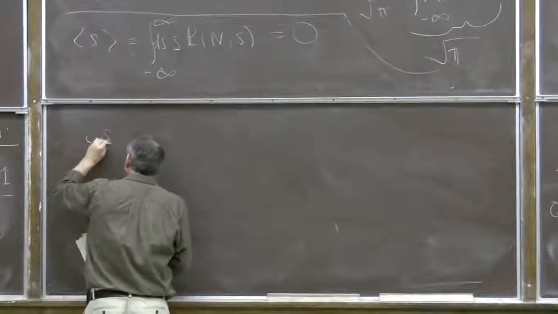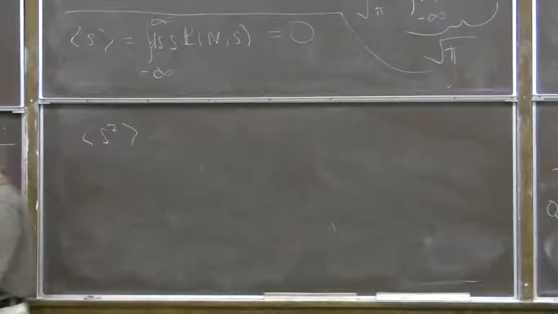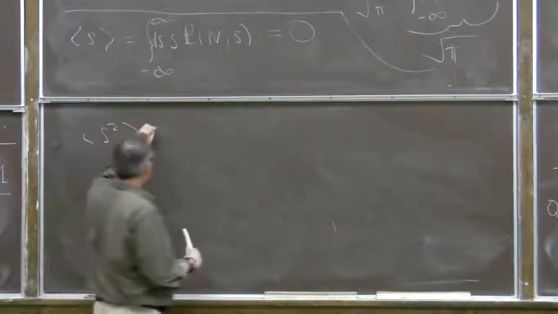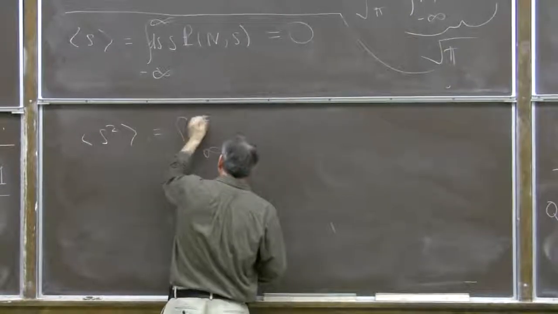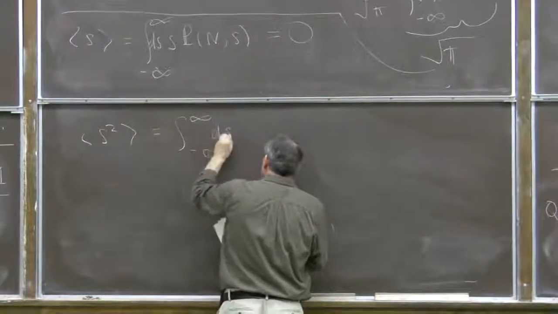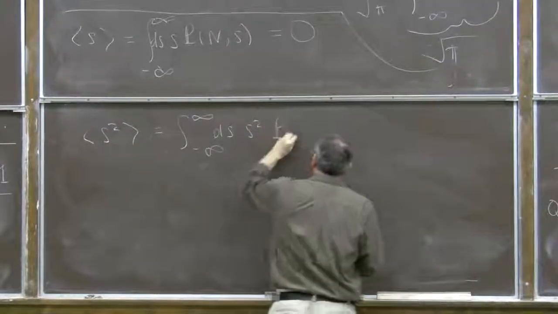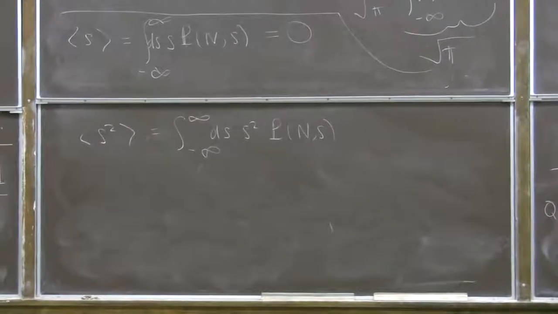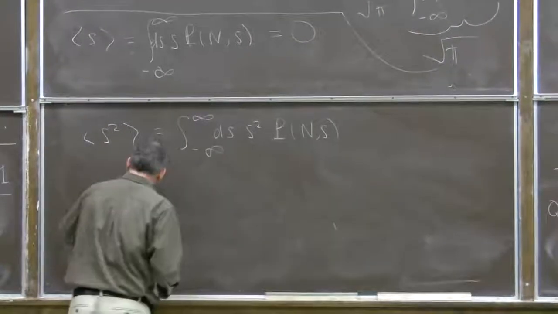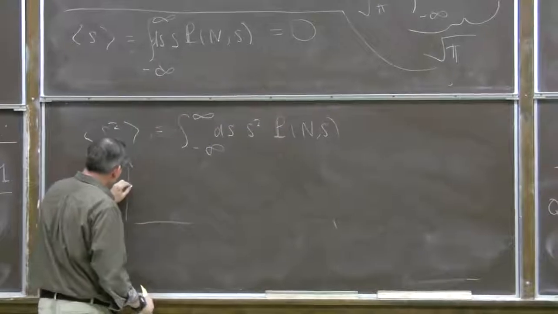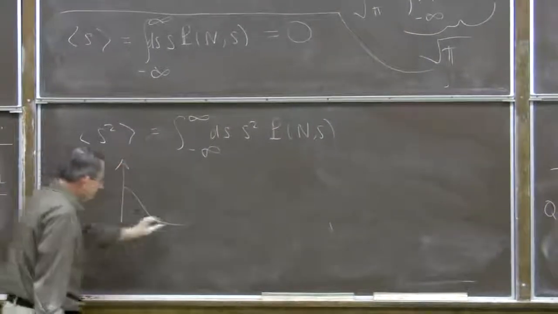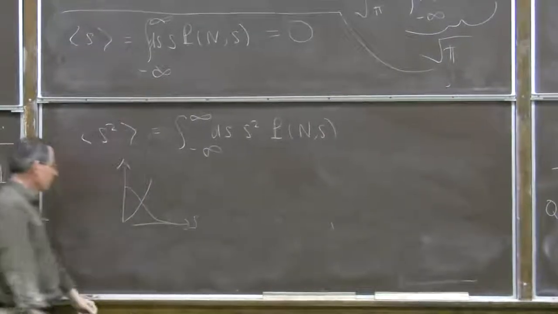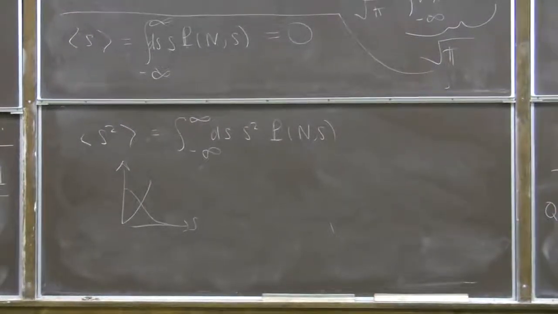To get an idea what the fluctuations look like, we compute the expectation value of s squared. So now we're integrating from minus infinity to infinity ds s squared with our probability distribution of p of n and s. So now we're multiplying our Gaussian, which falls off like that, times a factor of s squared, which is 0 at the origin. The product is 0 at the origin.